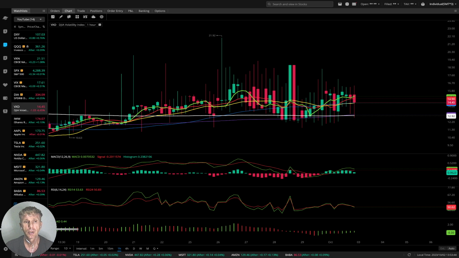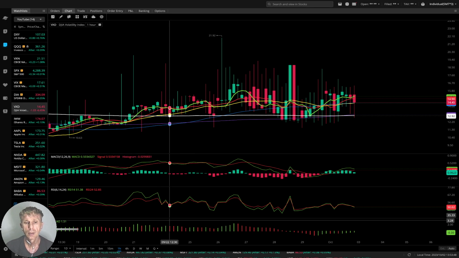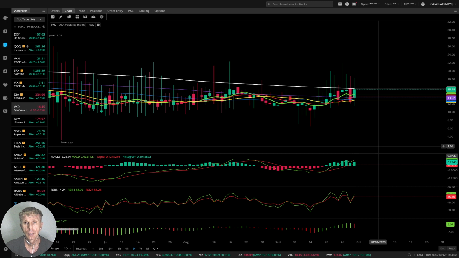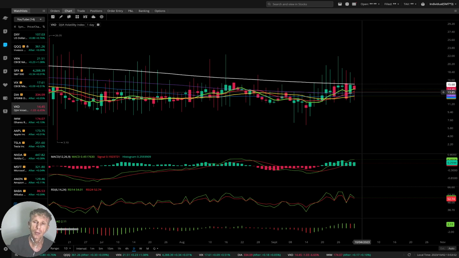VXD volatility index for Dow Jones. Let's see daily. Daily it is still MA5 still above MA10, still bullish. It's negative for Dow Jones.